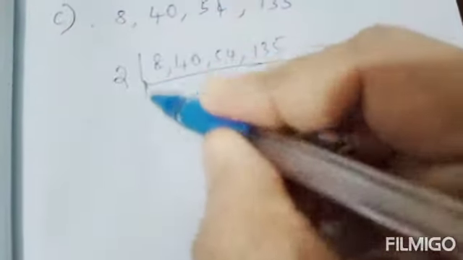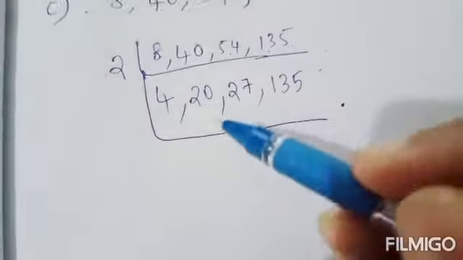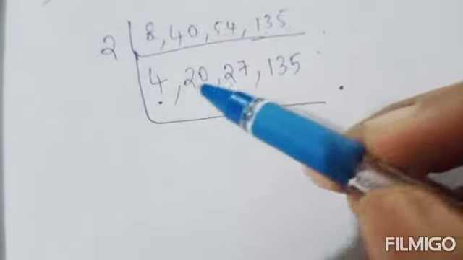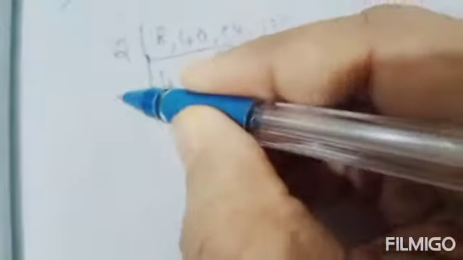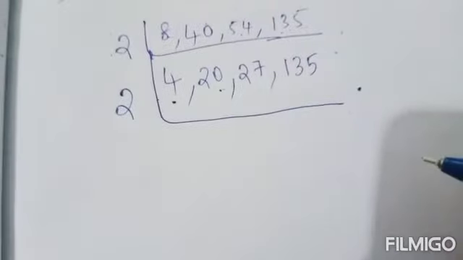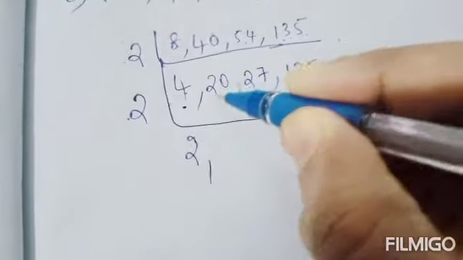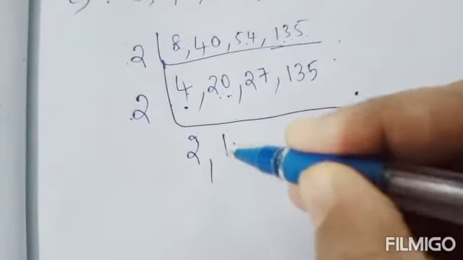Okay. Now again here 4 and 20, these two are divisible by 2. So you can divide by 2. Okay. So 4 divided by 2, it is 2. 20 divided by 2, it is 10.